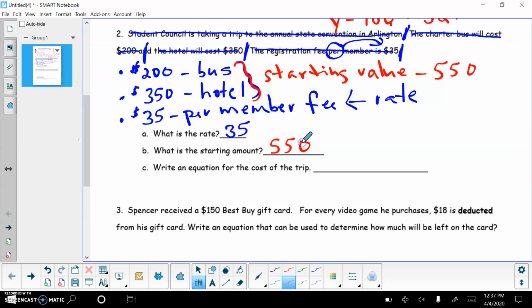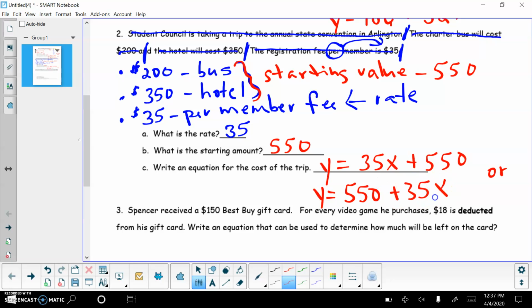Now if I then write my equation, following the format, the rate, the 35, that's the number that goes with our variable x, and then the starting amount goes after that by itself. Remember, we can switch those around so that we write the 550 first and then the 35 second, but the 35, since it's the rate, needs to have the x with it.